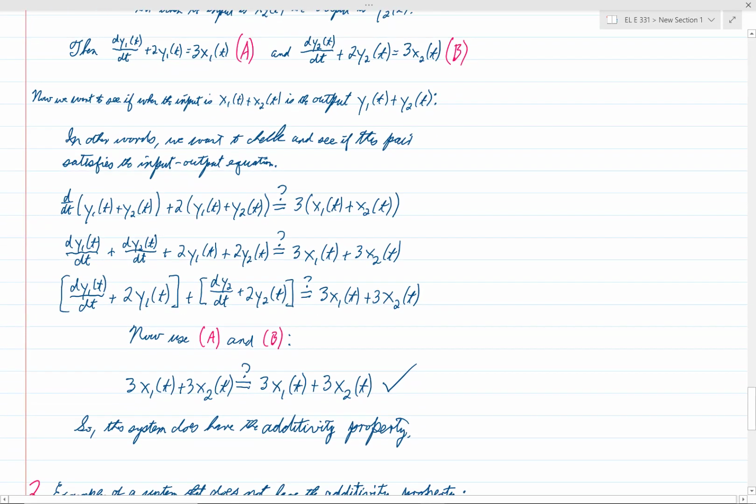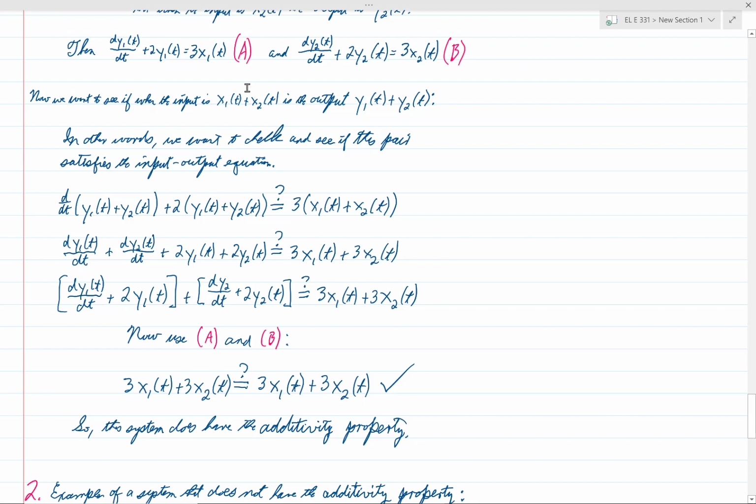Now, I will use equations A and B. Equation A tells us that this is 3x1 of t. You see right there. And equation B tells us that this is 3x2 of t. So when I make those substitutions, I get 3x1 of t plus 3x2 of t on the left-hand side, and I have 3x1 of t plus 3x2 of t on the right-hand side. And so sure enough, those are equal, and this system does indeed have the additivity property.